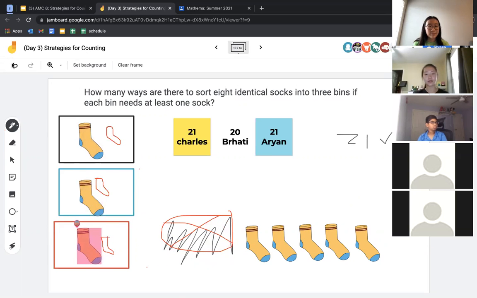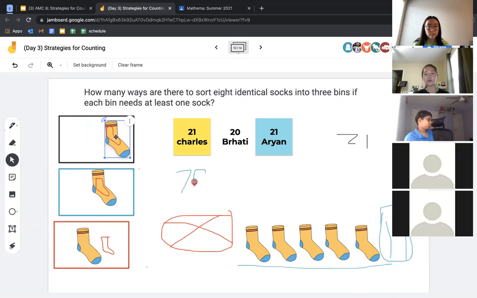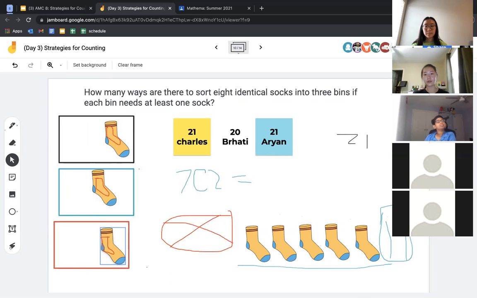So we put the socks in here. And now we only are left with these 5 socks. And we still have 3 bins though. So now we still have 2 sticks on the side. So we have 1, 2, 3, 4, 5, 6, 7 objects. And we have 2 dividers. So remember, there's actually 2 dividers instead of 3. So we just do 7 choose 2, which is equal to 21, which is what I said.